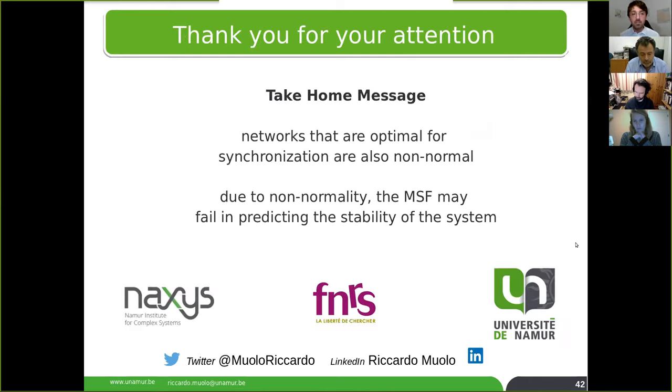So wrapping up, we need to be careful when we design networks that are optimal for synchronization, because the more optimal, the more non-normal. And so we can lose synchronization even though the master stability function may fail in predicting the stability of the system. So we need to look for a trade-off between non-normality and optimality.